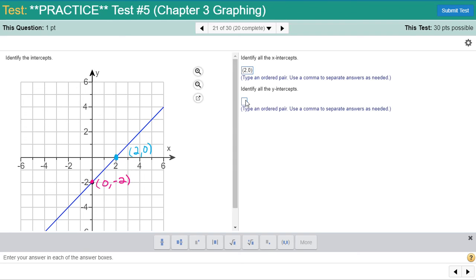And there we have it, our 2 intercepts. Let's go ahead and type this last intercept, 0, -2, close our parentheses, and there we have it. Question number 21.